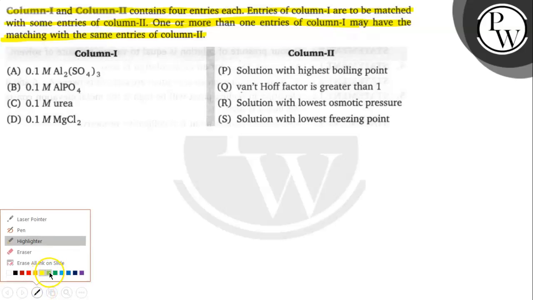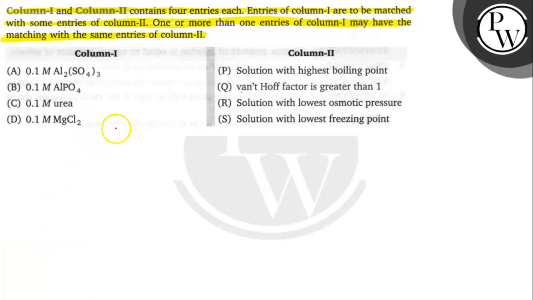So we have to match column 1 with column 2. This is in the context of boiling point. So first you have to find out the formula of boiling point, Van't Hoff factor, osmotic pressure, freezing point. So first A, that is Al2(SO4)3. In column 2, solution with highest boiling point. So first we'll have to find out the boiling point.